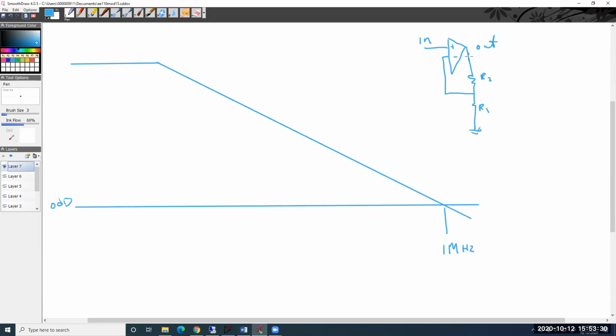Here's my op amp configuration. Let me draw it in a signal flow graph.